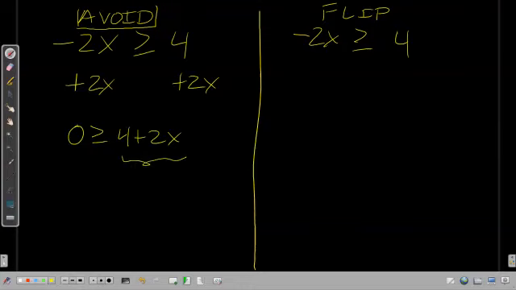Okay, this thing is almost solved. We have to use some additive inverses now. So subtract 4 on both sides, then minus 4 is bigger than or equal to 2x.